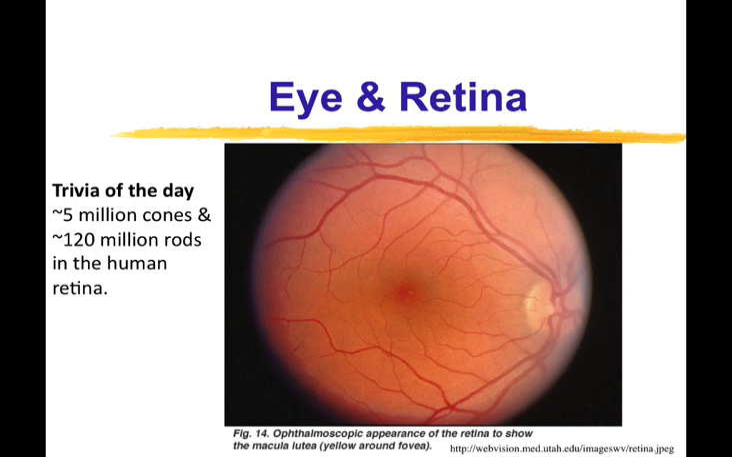We're going to talk about photoreceptors, and this is kind of like how many LEDs you have in the camera, and this is just to give you a sense of the numbers. You have about 5 million cones and 120 million rods in each of your retinas.